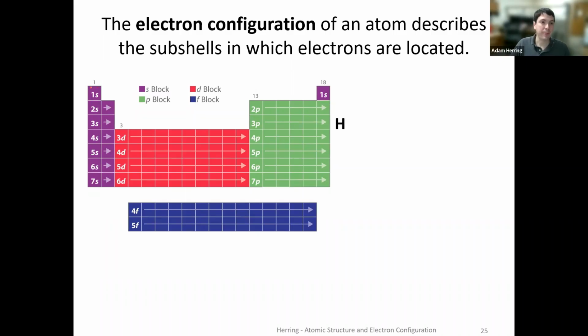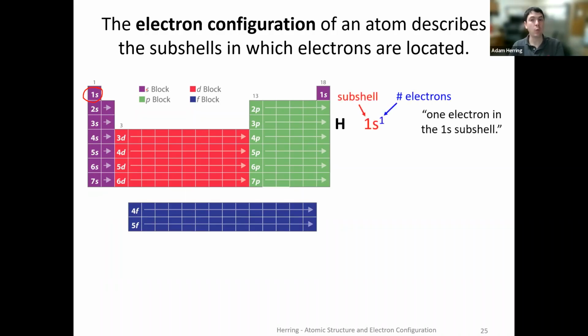For hydrogen, it's the first element of the periodic table. It has 1 proton and 1 electron. And so that electron goes into the 1s subshell. So we would designate that as being a 1s1. The 1s indicates the subshell where the electron is located, and the 1 as the superscript indicates the number of electrons in that subshell.